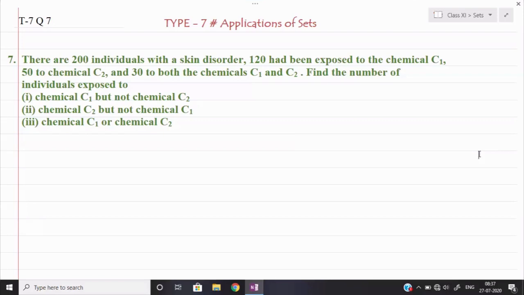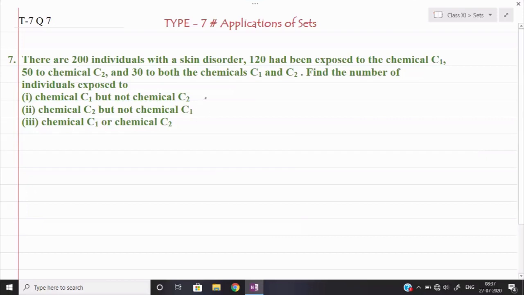Chemical C2 but not C1. That is the second part. And the last one is chemical C1 or chemical C2. Now first of all I will explain all three parts symbolically, what they want to say.